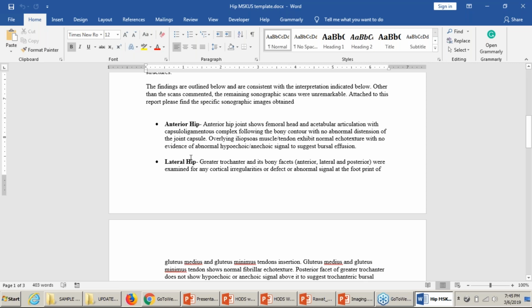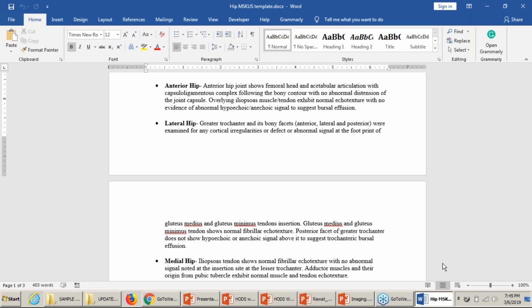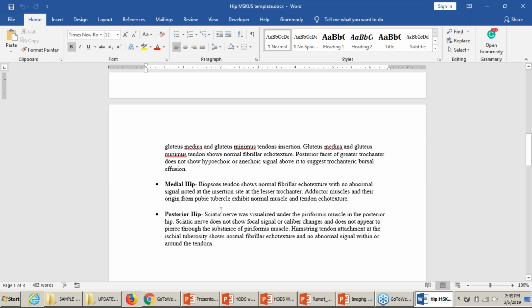Lateral side, we're looking at greater trochanter. That's a big part on the lateral aspect. That region of gluteal tendon insertion, gluteus medius and minimus. So you're evaluating greater trochanter. It's bony facets where gluteus medius and minimus inserts. And going posteriorly, you're looking for any fluid collection, which can suggest trochanteric bursal effusion or trochanteric bursitis. Medial, most of the time we don't do as part of the hip.